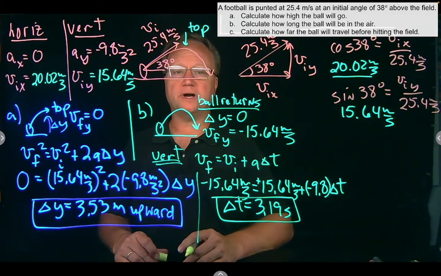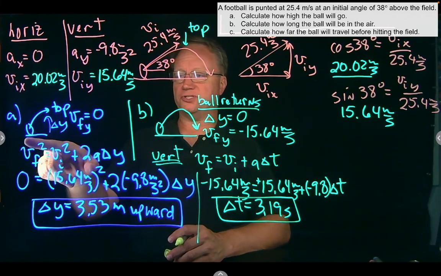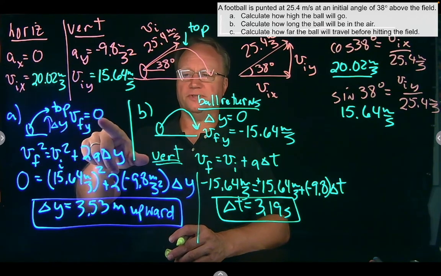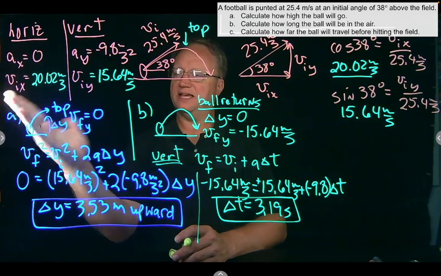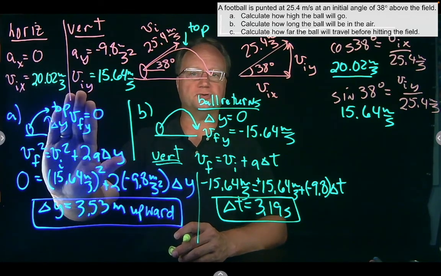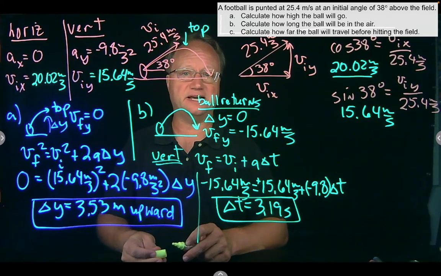Now, that's one way you can calculate the time. There are other ways. You could have used the interval over here with a final velocity of 0. That would give you the time to the top. And then it's a symmetrical parabola, so you could have doubled it. So there are other ways to be able to calculate that.